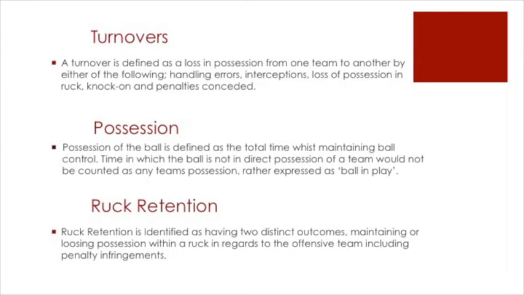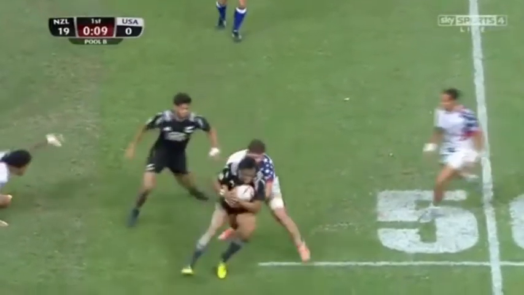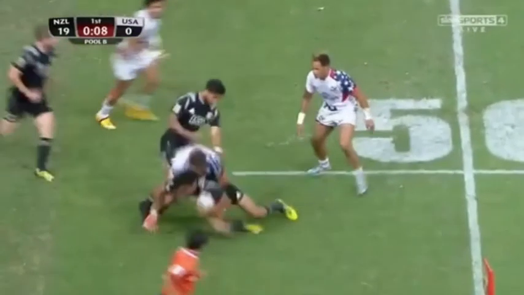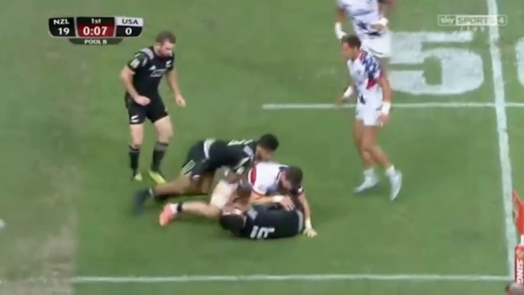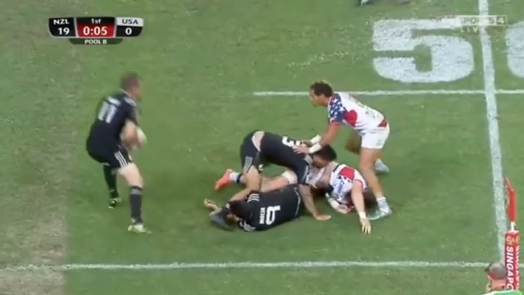Ruck retention. The key performance indicator of ruck retention is identified as having 2 distinct outcomes: maintaining or losing possession within a ruck. When we talk about ruck retention, we are always talking about the offensive team. The following video demonstrates New Zealand keeping ruck retention. The video starts with the New Zealand player being tackled and a ruck being formed. As you can see, they have successfully kept retention of the ball, preventing USA from gaining possession, enabling New Zealand to continue on with play.